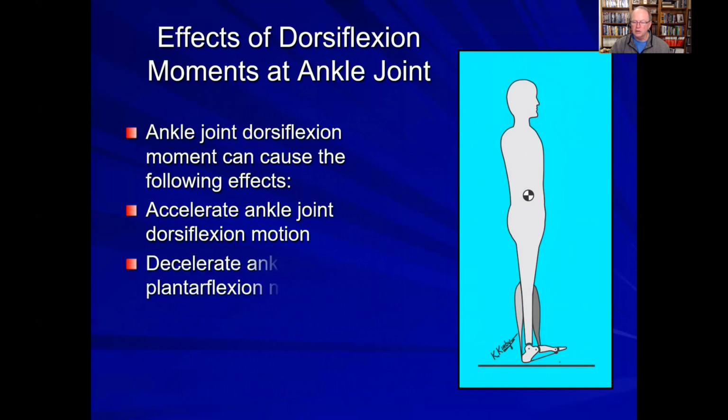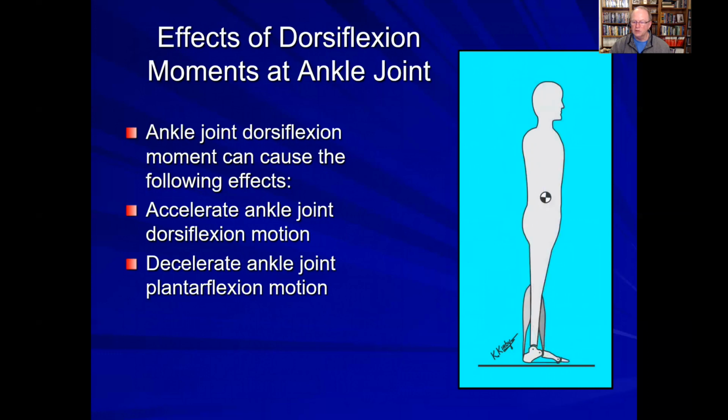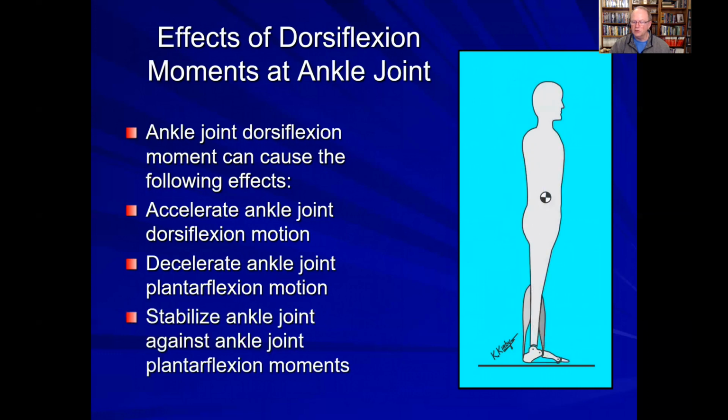Then if we lower our foot to the ground, we're going to be decelerating ankle joint plantar flexion motion. But also, if there's some other ankle joint plantar flexion moment, that ankle joint dorsiflexion moment can stabilize the ankle joint and make it not rotate at all. So these are some examples of both plantar flexion and dorsiflexion moments to demonstrate more clearly how ankle joint plantar flexion and dorsiflexion moments can cause accelerations, decelerations, and stability at our ankle joint during other weight-bearing motions.